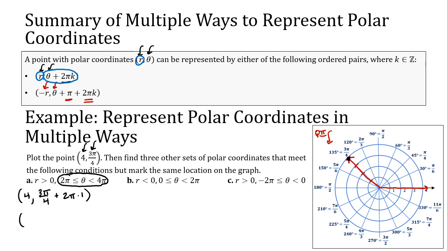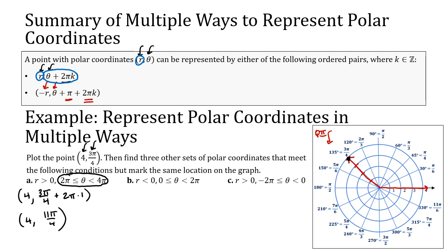So that becomes the ordered pair, 4 comma. What is 3 pi over 4 plus 2 pi? Well, 2 pi is 8 pi over 4. So that becomes 11 pi over 4. That's what I think it should be. Let's see if I'm right.